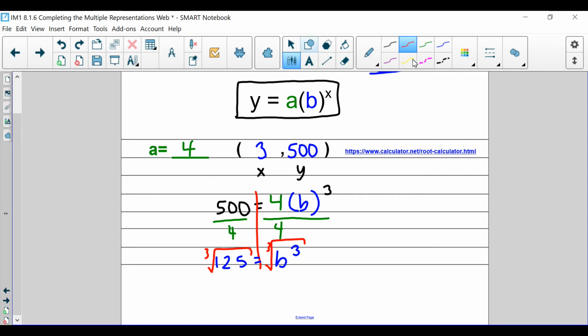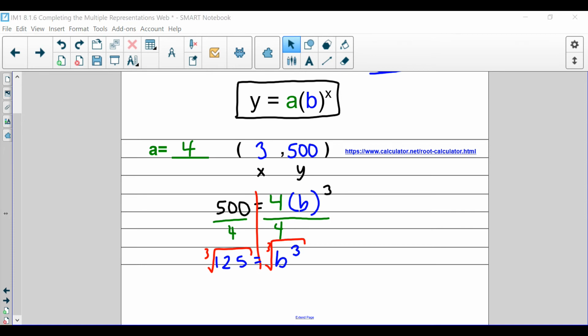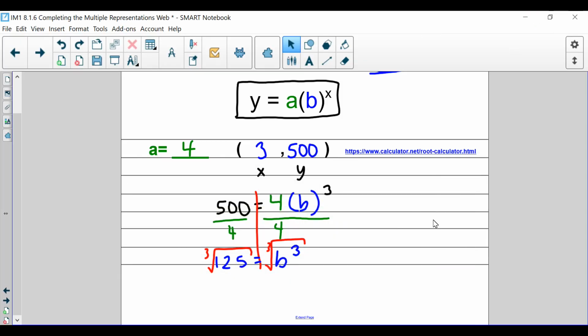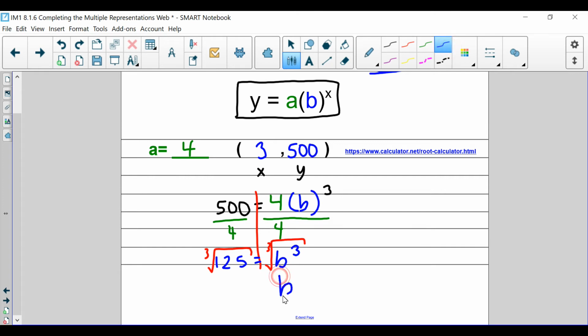Okay. Once again, you want to calculate what that is, or some of you might be able to figure it out. Click on this link right here. It will lead you to the root calculator. We calculated this last time, but this time we're taking the 3rd root of 125. So I'm just going to clear this out. And then we notice that is 5. Oh, that makes sense. 5 times 5 times 5 is 125. Could have probably estimated that. So now we're going to say, okay, b is equal to 5.